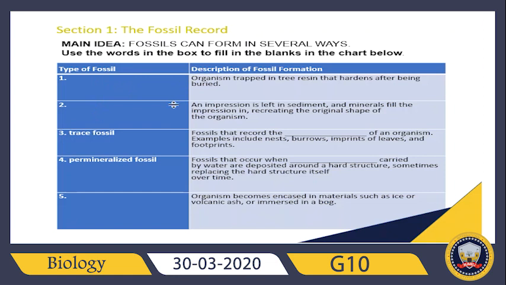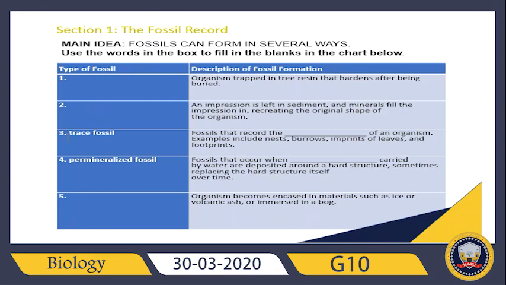So what about question number 2, guys? What is the type of fossil that has the following description? An impression is left in sediment and minerals fill the impression in, recreating the original shape of the organism. Well, it is the natural cast. So number 2, the answer will be natural casts.